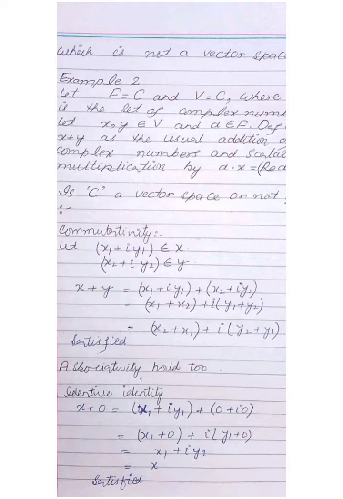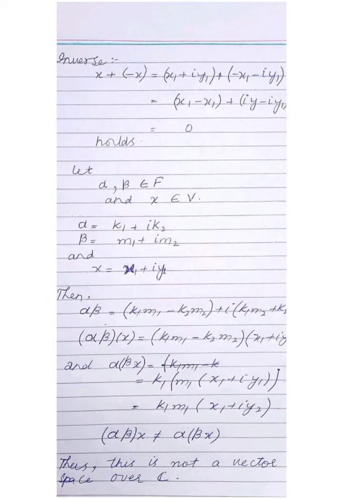The first property is satisfied. Similarly, the associative property holds, and the third property is x plus 0, meaning if we add every element of the vector space, x1 plus iota y1 plus 0 plus iota 0, and the vector space is complex numbers here, so it gives the same value x. And the fourth property, the inverse property, is satisfied too. The fifth property is not satisfied here, because if we take just real values, then the left hand side is not equal to the right hand side, so it is not a vector space over C.